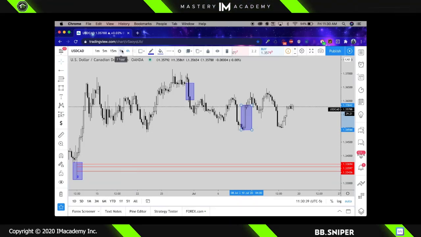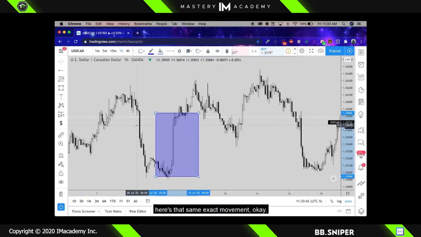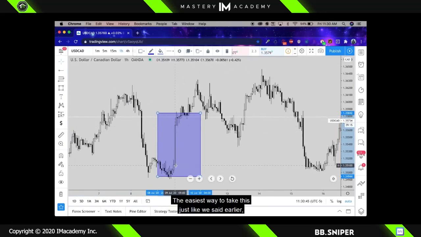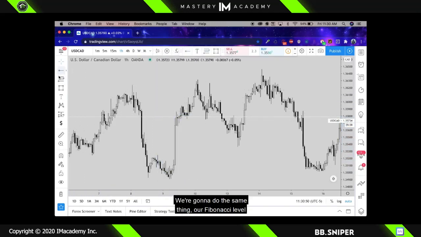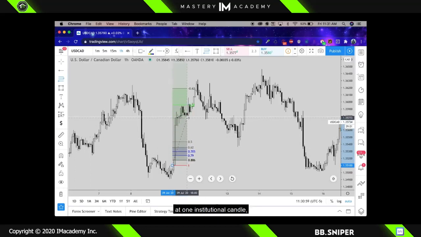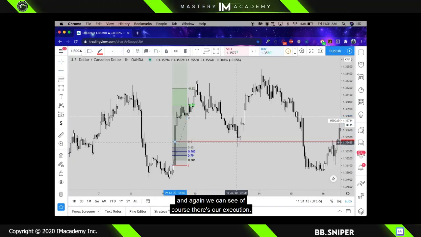So getting into the 1 hour chart, here's that same exact movement, okay? The easiest way to take this, just like we said earlier, go ahead and clear this out for you guys. We're going to do the same thing, our Fibonacci level, and we're going to take our Fibonacci from wick to wick, okay? Remember, guys, if you're looking at one institutional candle, just one institutional candle, full bodied, you're doing wick to wick. You want to include the full manipulation of the move, okay? Now, we're going to note that 50%. And again, we can see, of course, there's our execution.